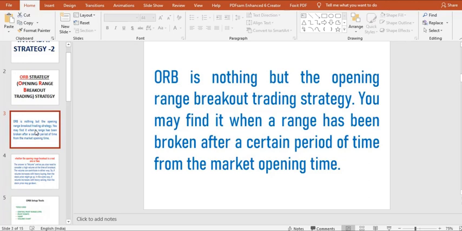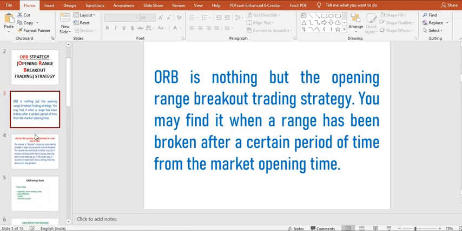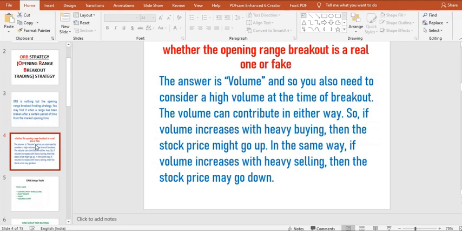ORB is nothing but the opening range breakout trading strategy. You may find it when a range has been broken after a certain period of time from the market opening time. It's very simple. Some traders use 5 minutes, some others use up to 2 hours. You can go through the practical examples later.